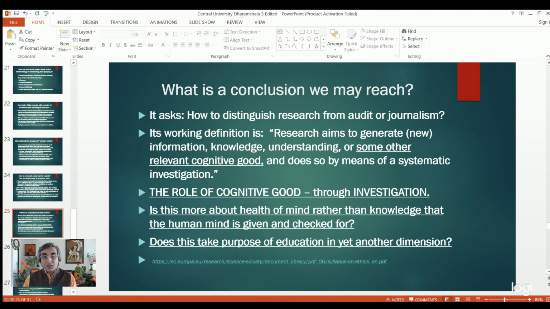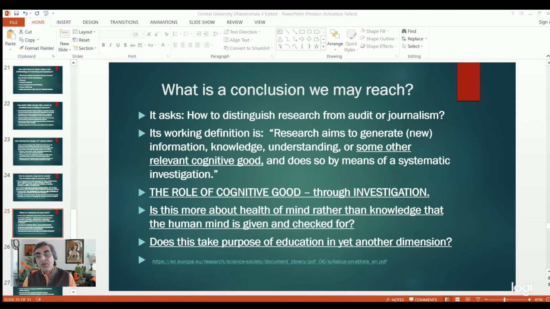So what is the conclusion that we may reach? The EU report asks how to distinguish research from audit or journalism. Its working definition is: research aims to generate information, knowledge, understanding, or some other relevant cognitive good through systematic investigation. Now, this is very important, and have we forgotten it? The role of cognitive good through investigation. We are talking of self-investigation.